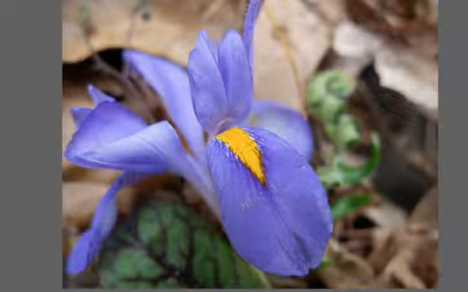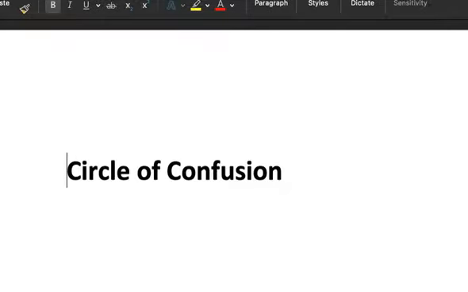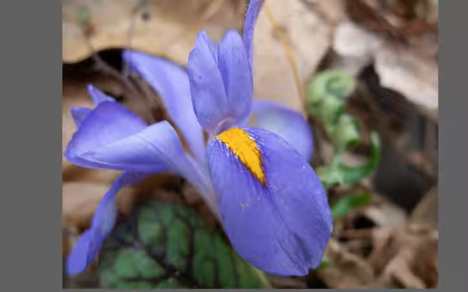So this video is going to explain what is known as the circle of confusion. The whole lens design element of this class has been called the circle of confusion, but actually it's a very real thing. And it's something that explains why aperture has an impact on depth of field.